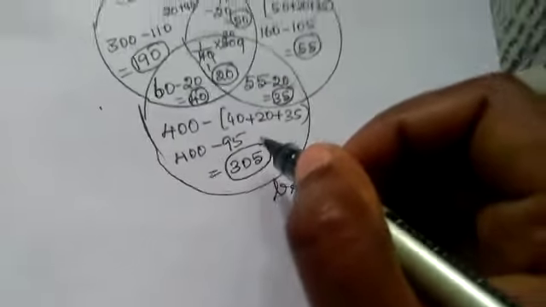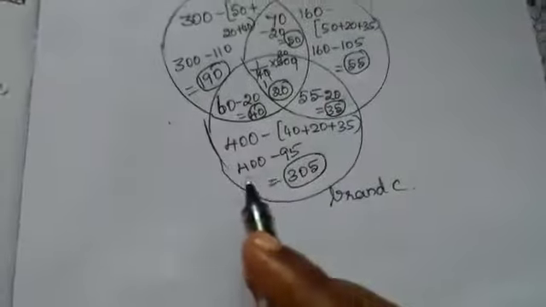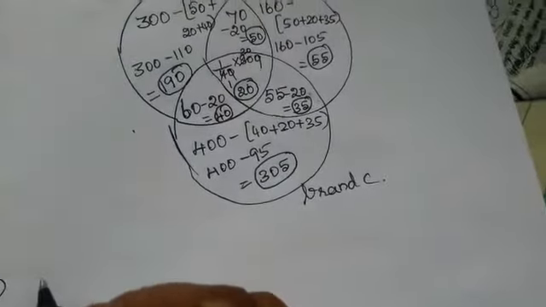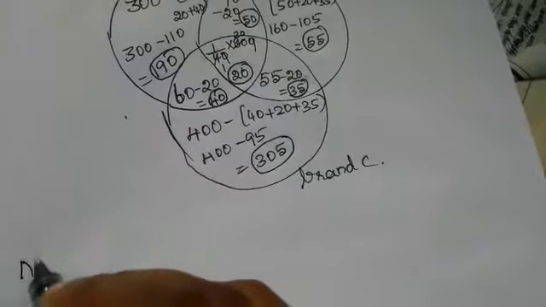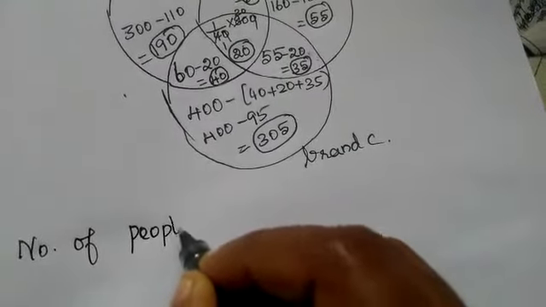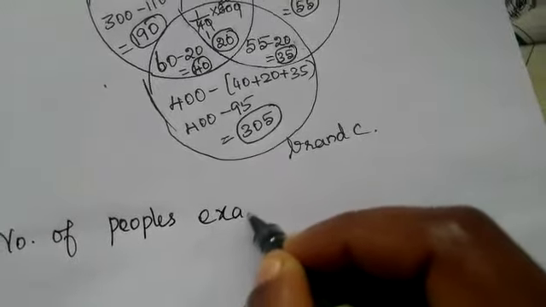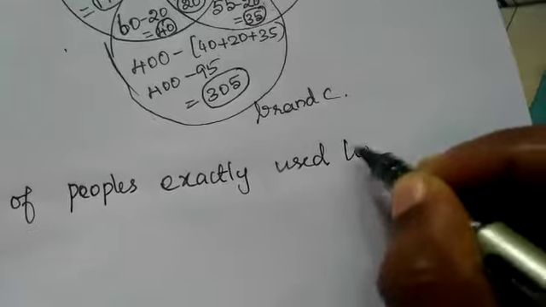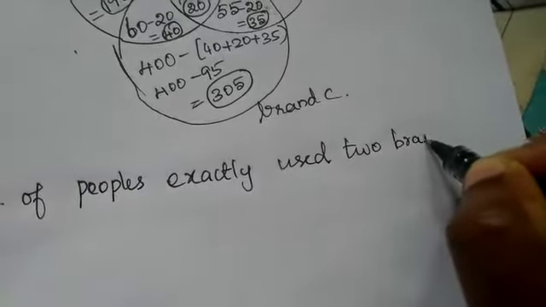Fine. Now we pass on to the questions. What is the first question? The number of people who exactly used 2 branded soaps. What is the meaning of this question?